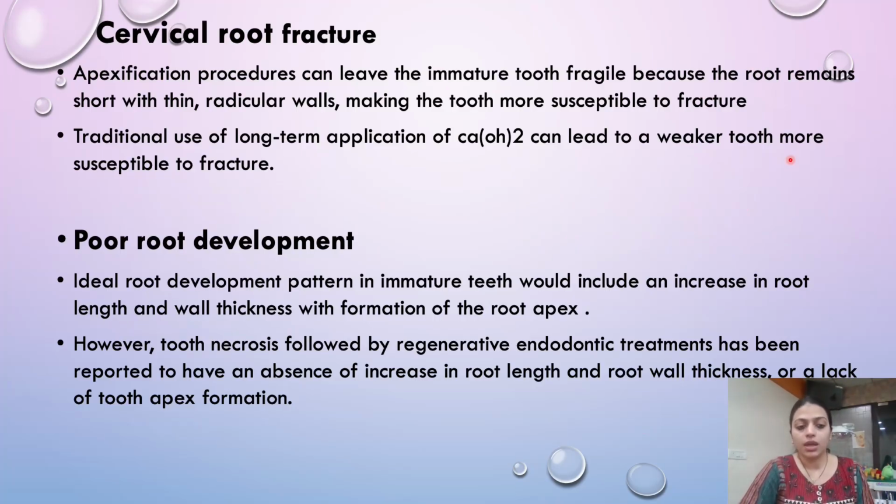Then poor root development is another one. The ideal root development would include an increase in the root length as well as wall thickness, with formation of a complete root apex. However, tooth necrosis followed by regenerative endodontic treatment procedures, which we are learning about, has been reported to show an absence of increase in root length. Root length does not go up to how much it should ideally go, and the root wall thickness also is not attained.